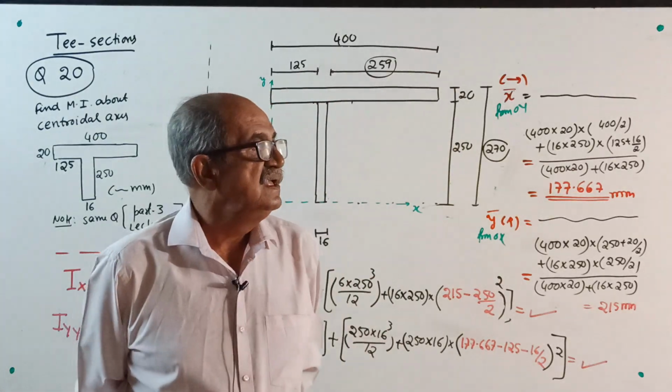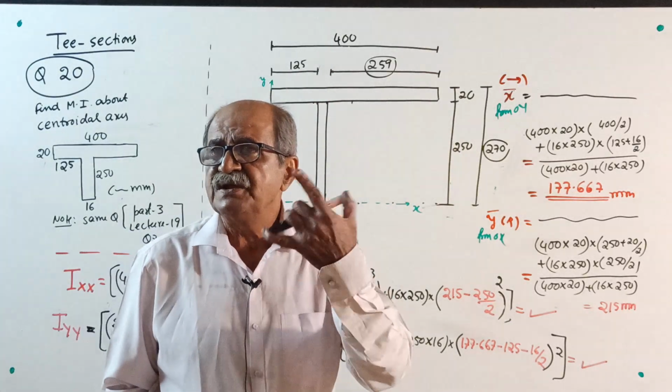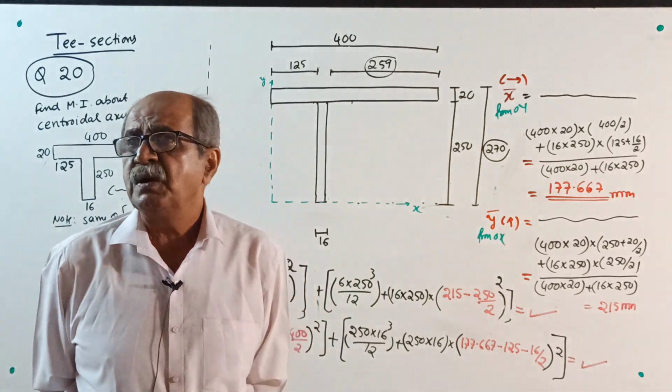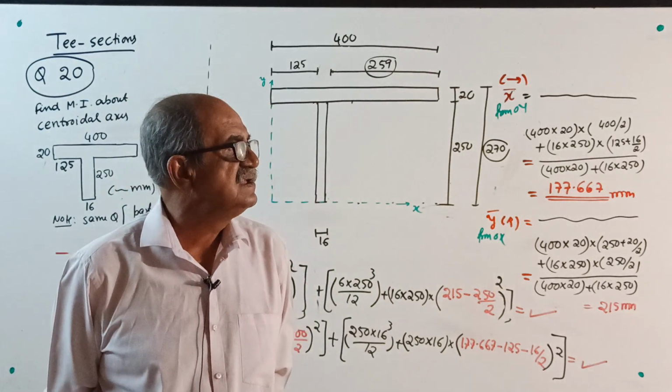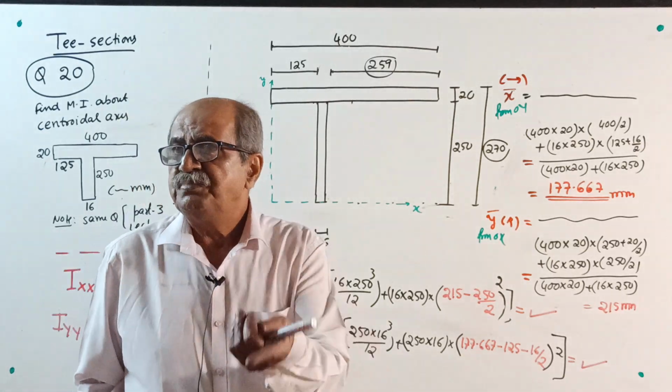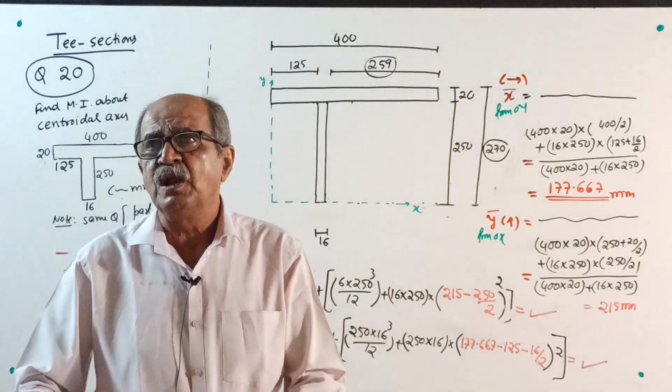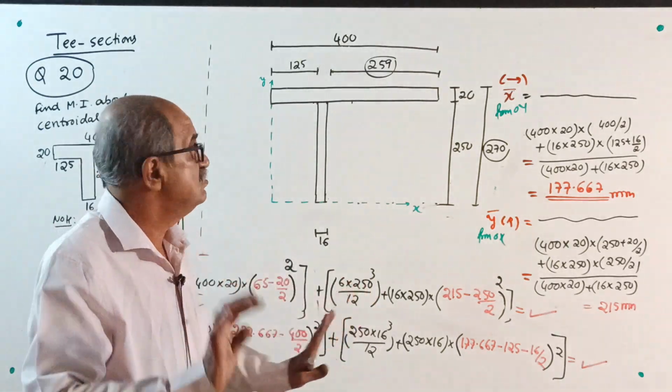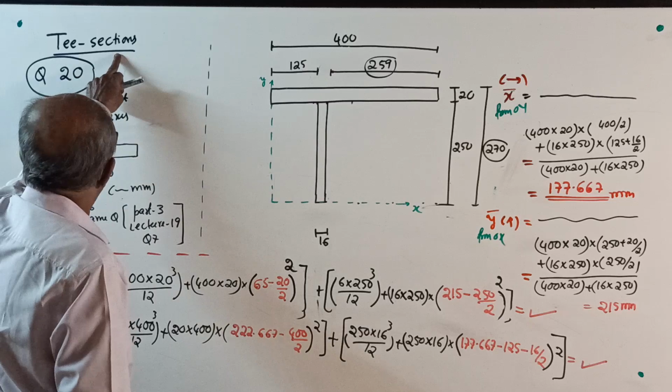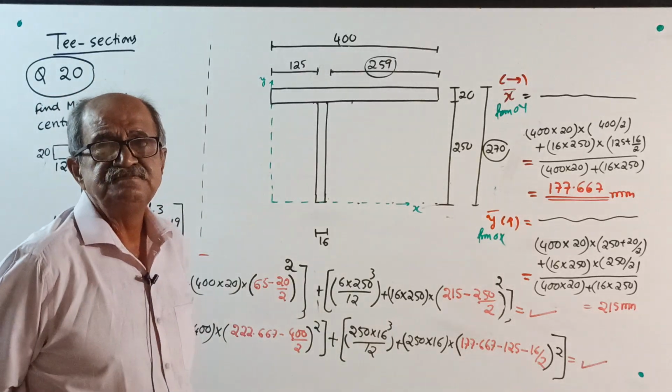Welcome. Previous to last class, I uploaded question number 19. I noted down 16, 17, 18, 19. In the previous class, I gave a shortcut, no numbering given. Now, continued. Question 20. Now, we are starting T sections.